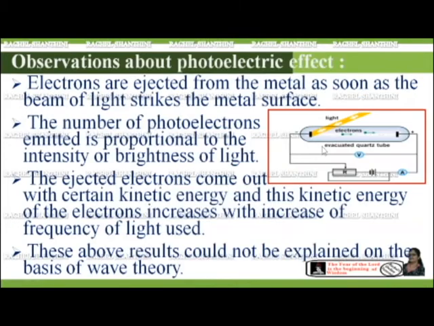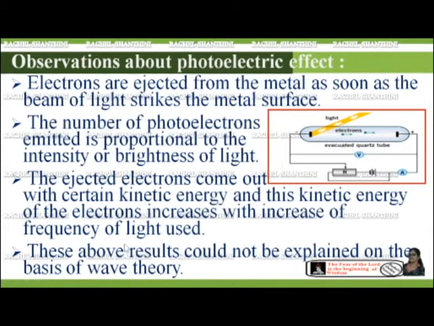From the above experiment, he observed that electrons are ejected from the metal as soon as the beam of light strikes the metal surface, and the number of electrons emitted is proportional to the intensity or brightness of light. The ejected electrons come out with certain kinetic energy, and this kinetic energy of electrons increases with increase in the frequency of the light used.